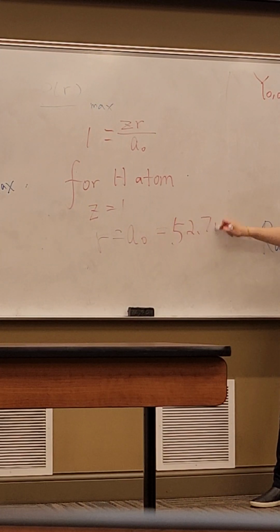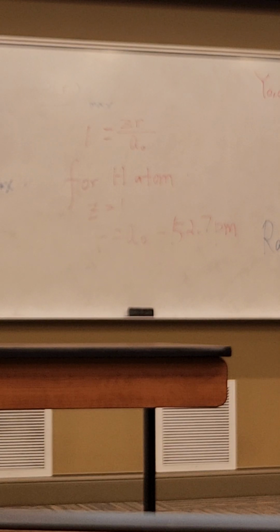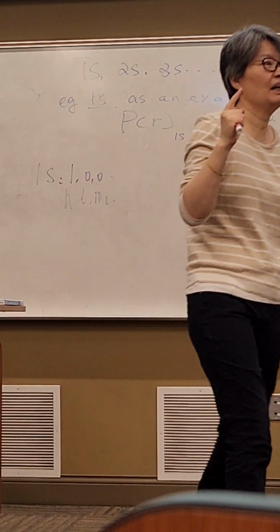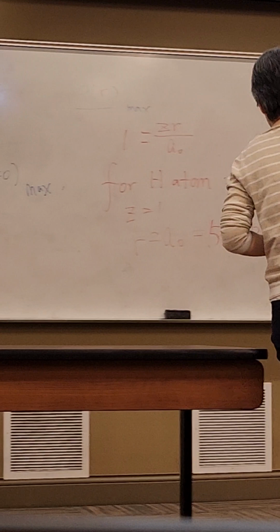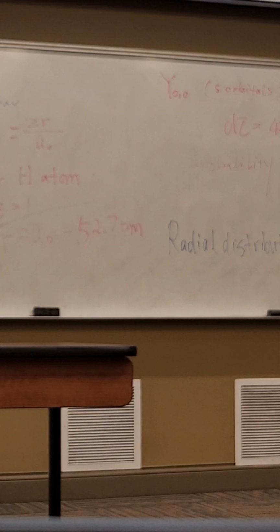It's 52.7 picometers. Now you guys know why it is 52.7. We also call that the Bohr radius. 52.7 is the most probable distance for the 1s electron in the hydrogen atom. So most likely you're going to locate that 1s electron in the hydrogen atom at what location? 52.7 away from your nucleus. Okay. Right. All right.